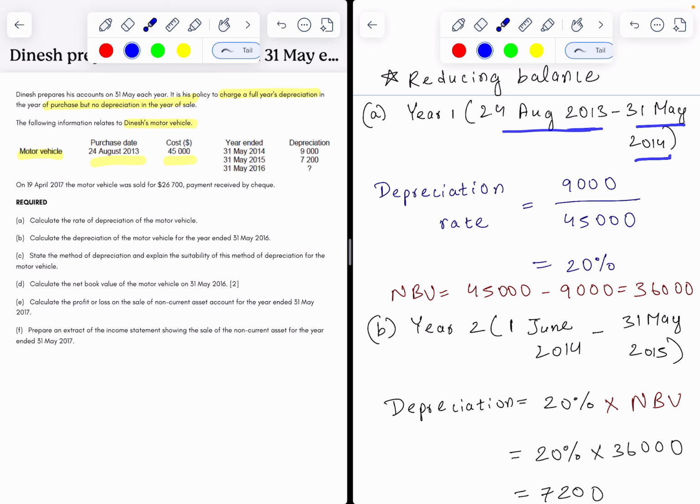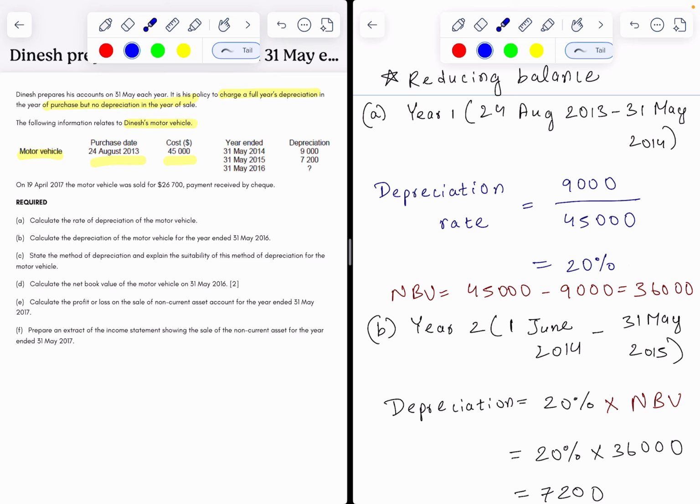Okay, now the depreciation rate can be easily calculated by taking the depreciation expense of $9,000, which we have been given here for the first year ending 31 May 2014, and then dividing it with the original cost of $45,000, which is given here in the third column. So that gives us a depreciation rate of 20%.